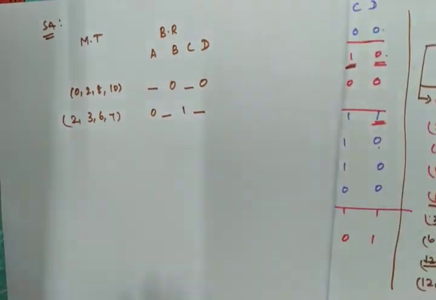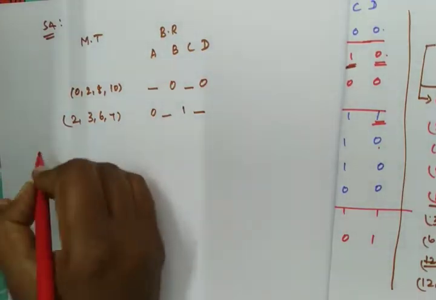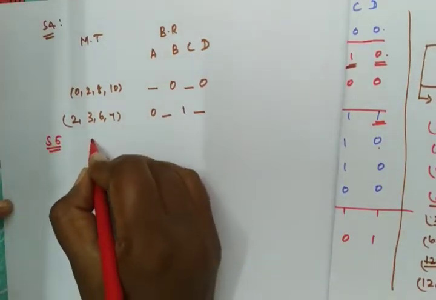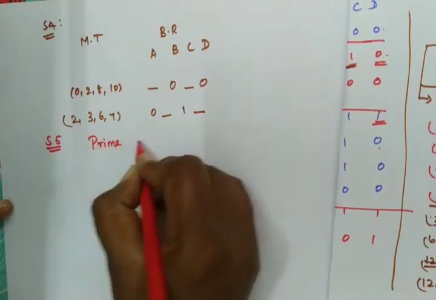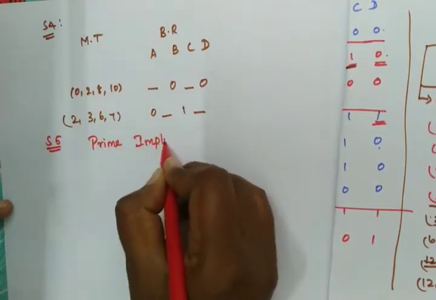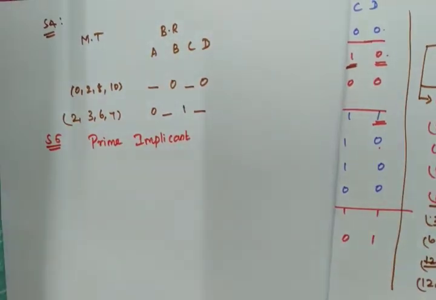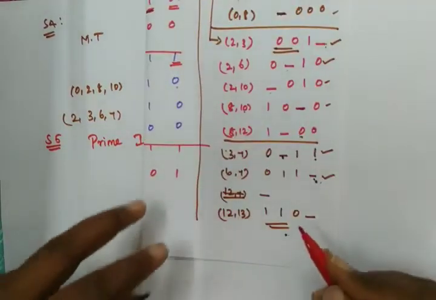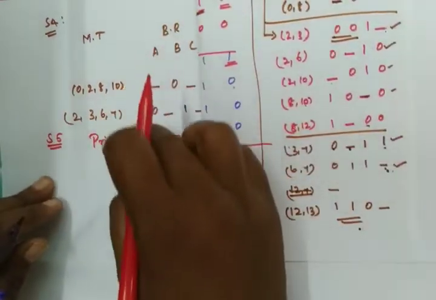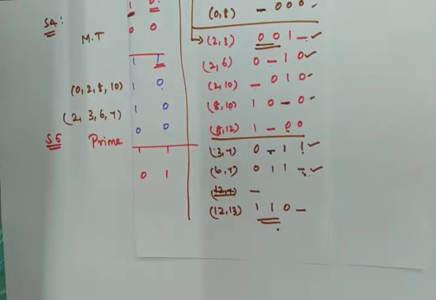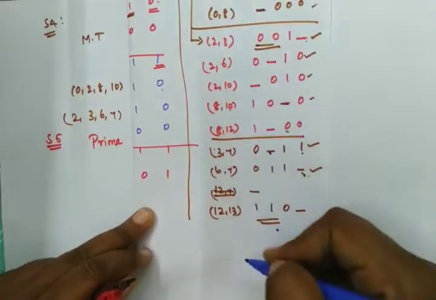Then step 5. Let us move on to step 5. In step 5, we have to list the prime implicants. Before that we should know what a prime implicant is. Prime implicant means the remaining terms. So we have to represent these two terms, along with the remaining terms which are not matched in the previous step.